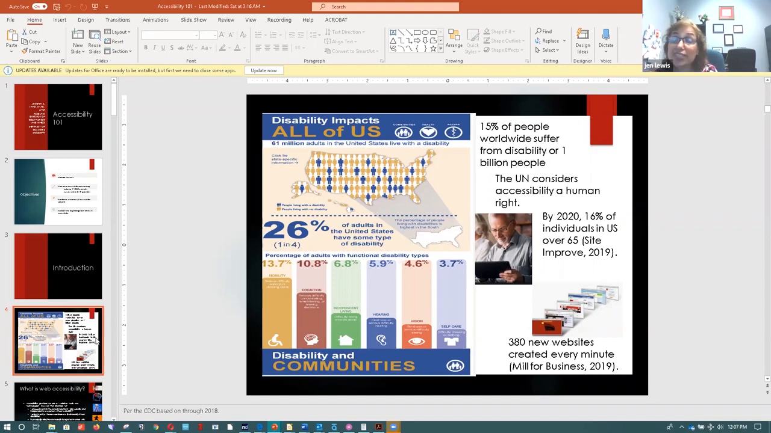In the U.S., 26% of U.S. citizens have some type of disability. And you'll see it's broken down to mobility, cognition, independent living, hearing, vision, self-care. Not all of those necessarily are going to be web accessibility issues, but a lot of them are. And so the goal here is to make things as accessible as possible.